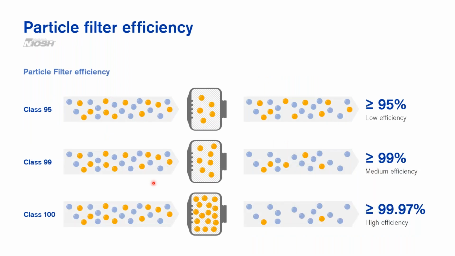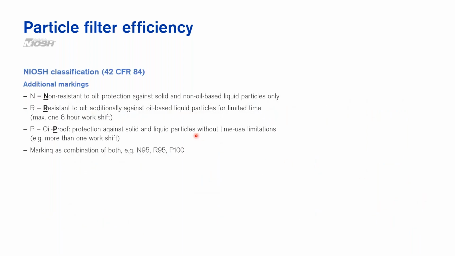Next, we touch a little bit on NIOSH. NIOSH is classified into N, R, and P, and 3 different efficiency levels: 95, 99, and 100. As you can see from the presentation over here, 95 is the lowest, which is actually close to the FFP2 at 95% efficiency. Class 99 is at 99%, while the 100 is the maximum, which is similar to the FFP3 at 99.97%. In addition, they have 3 different classes, which are called N, R, and P.